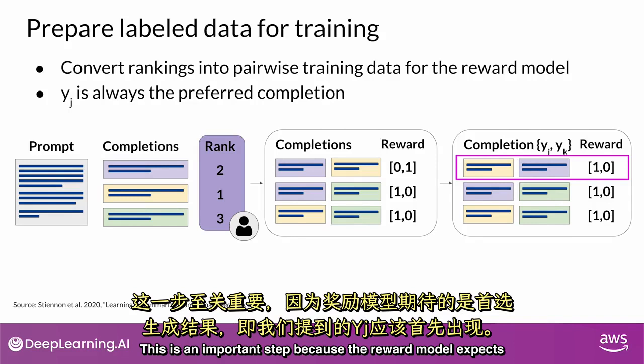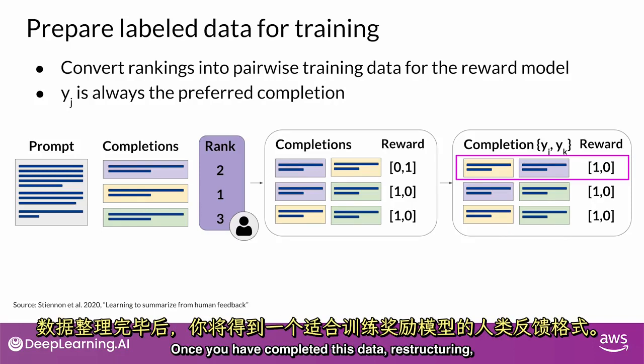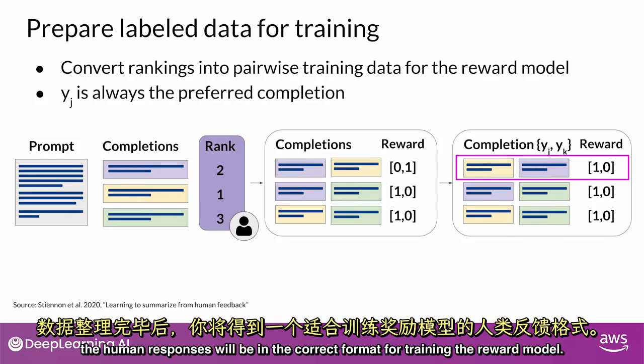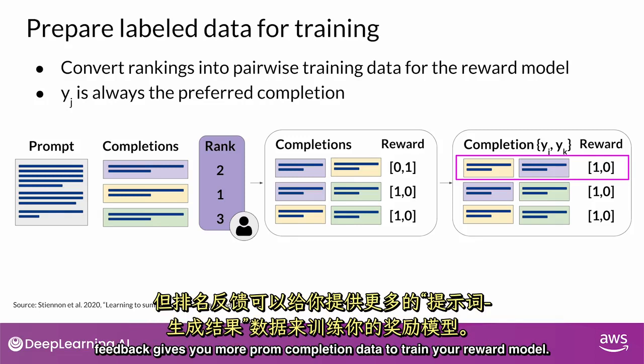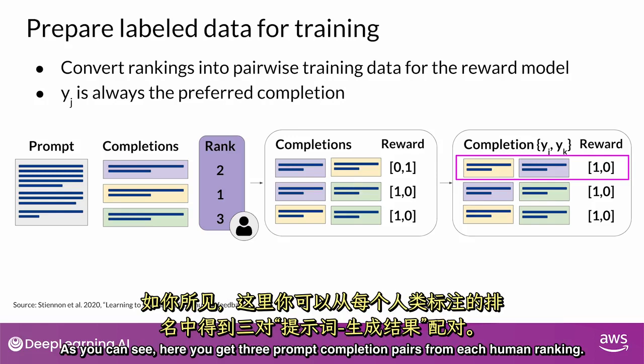This is an important step because the reward model expects the preferred completion, which is referred to as y sub j, first. Once you have completed this data restructuring, the human responses will be in the correct format for training the reward model. Note that while thumbs up, thumbs down feedback is often easier to gather than ranking feedback, ranked feedback gives you more prompt completion data to train your reward model. As you can see here, you get 3 prompt completion pairs from each human ranking.